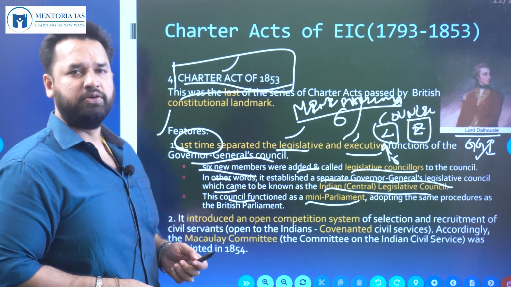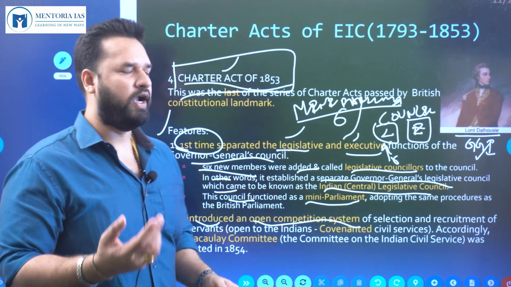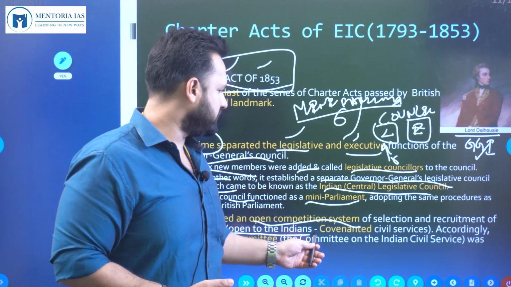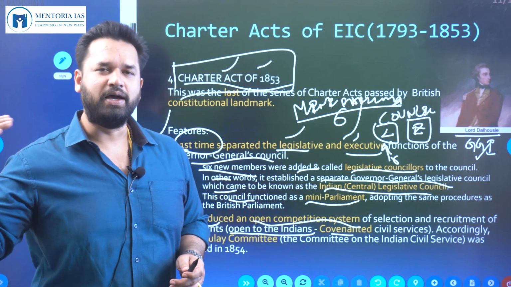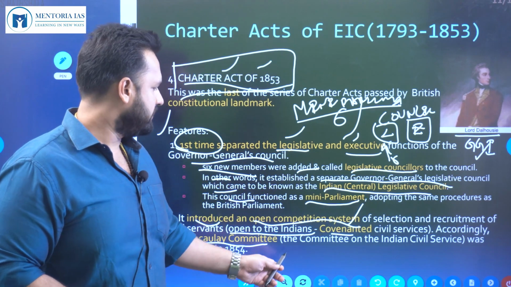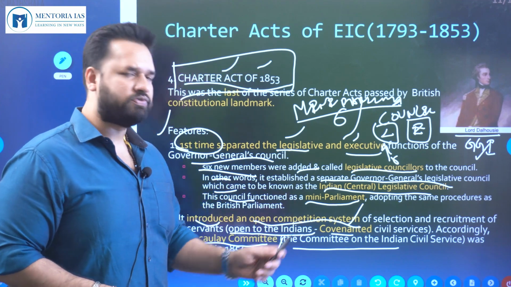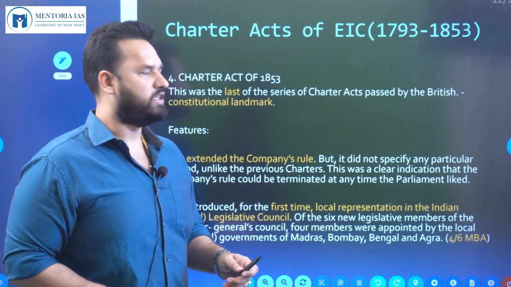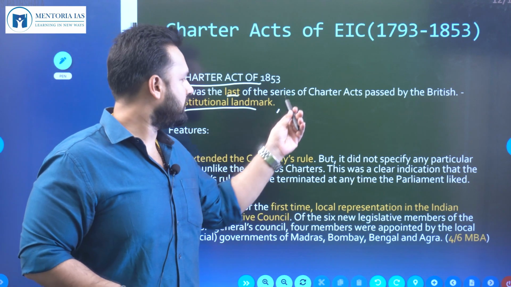Okay, and then it also introduced an open competition system, which had failed earlier in 1833. In 1853, they introduced this open competition for Indians for covenanted civil services. What is covenanted? Covenanted is like your IAS, IPS, that's the higher civil service. According to the Macaulay Committee, the Committee on Indian Civil Service was appointed in 1854. You have to remember this for your prelims as well. This was the last series of acts passed by them, and this also is a constitutional landmark.